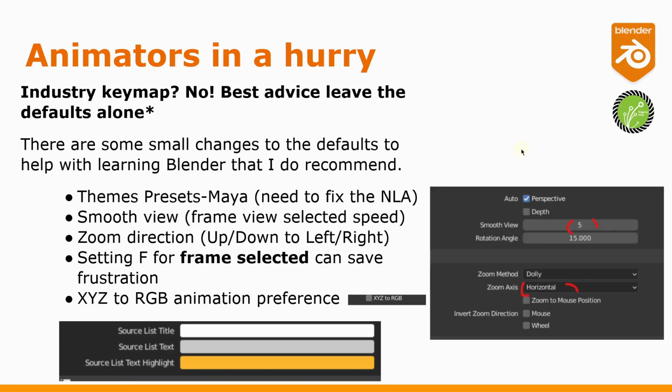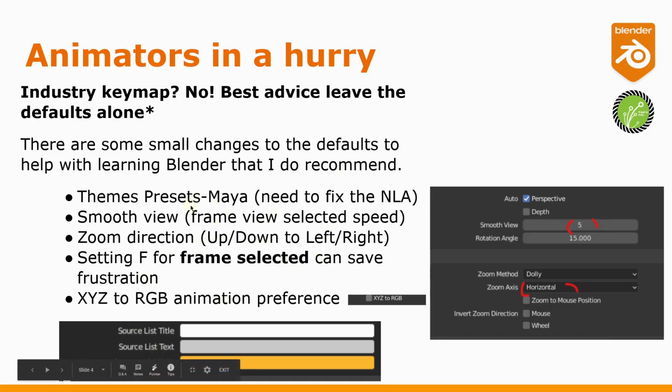There are some changes, though, that I think will help, and we'll look at those right now. So the theme. There are themes in the preferences. There are some settings for making things feel snappier. I'm used to going left and right to zoom, so I found it much easier to have the zoom axis set to horizontal. Frame selected. Blender's default is the period key on a number keypad. You have to move your hand, and it's not convenient if you are on a laptop. Or just the F key, while it is used, a lot of times you're going to be fine setting it to frame selected.